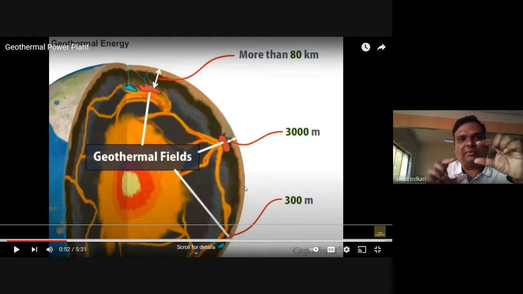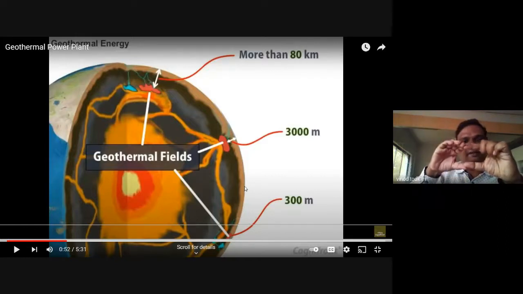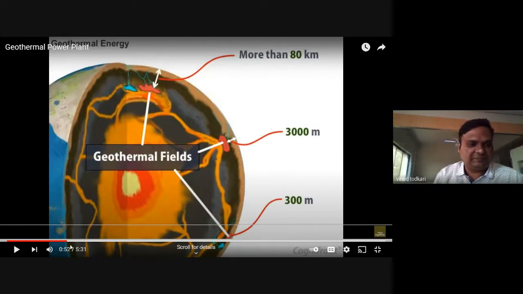So your geothermal liquid will be pumped from the sublayer. Sublayer is the layer. Let's say if this is the surface and this is the subsurface, this depth can vary from 300 meters to 3000 meters. Such locations are referred to as geothermal fields.